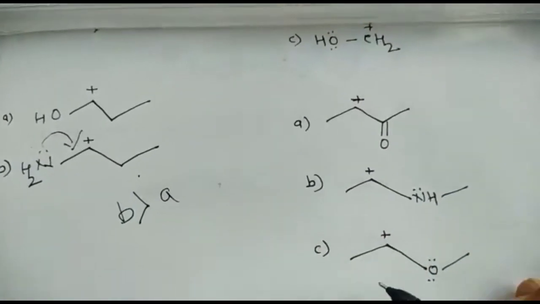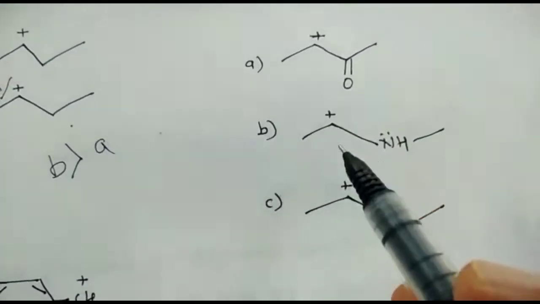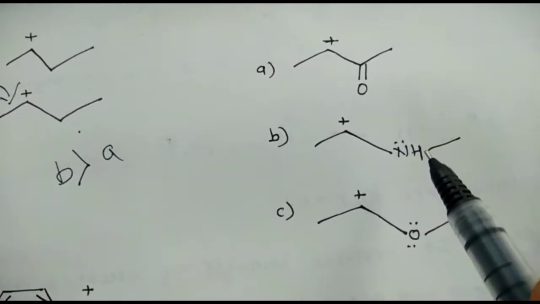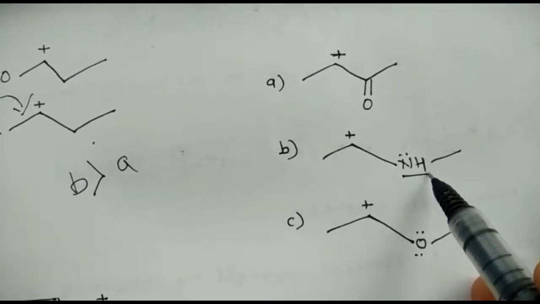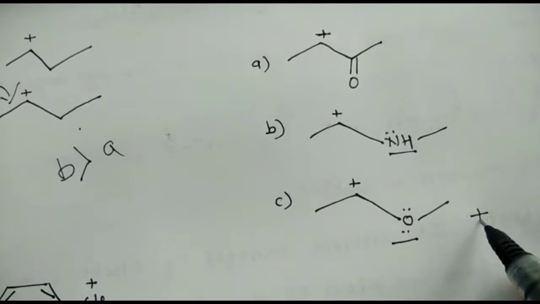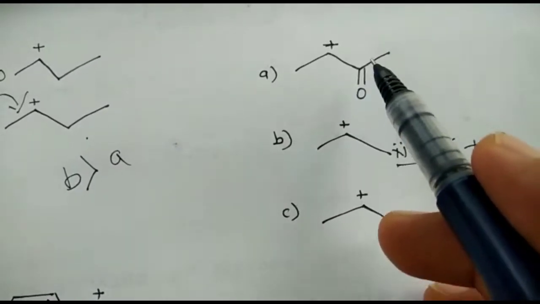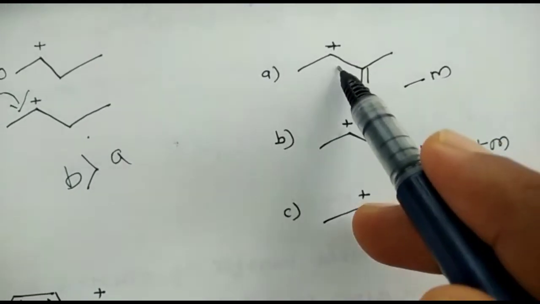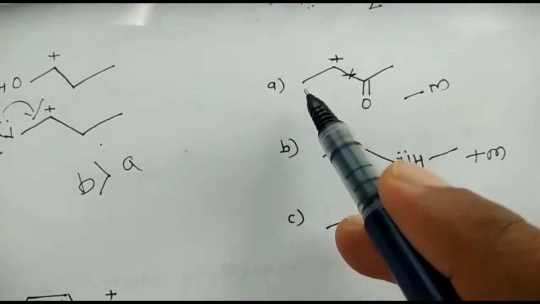We will take another example. They give this kind of structure, A, B, C, and ask which one among A, B, C is the more stable carbocation. As you know, these electron donating groups will produce a plus M effect. This is also an electron donating group, also a plus M effect. But this aldehyde group will produce a minus M effect. It will withdraw the electrons towards itself, so this carbocation is less stable.